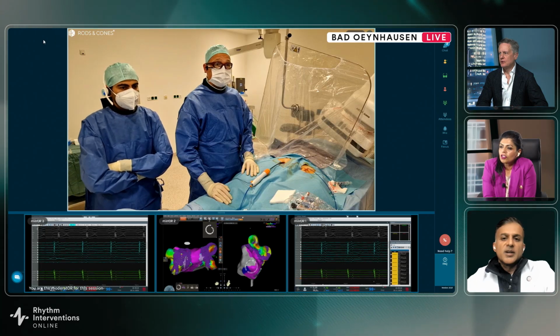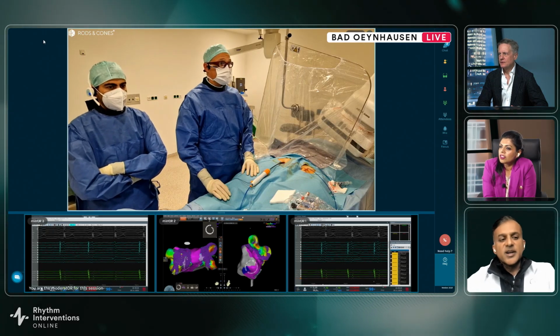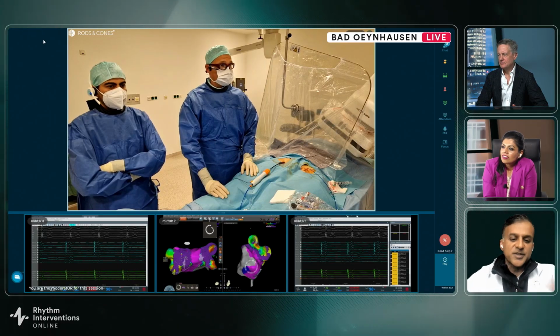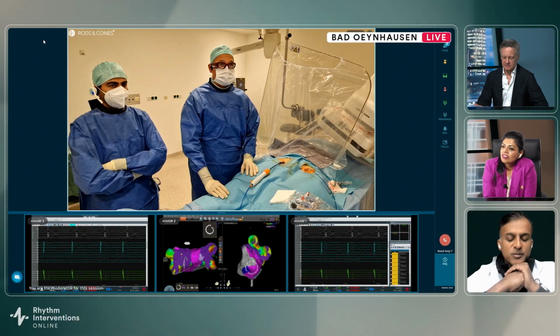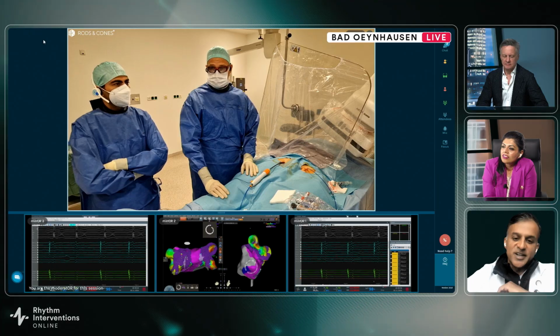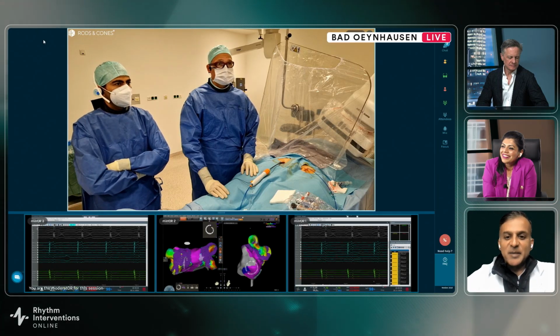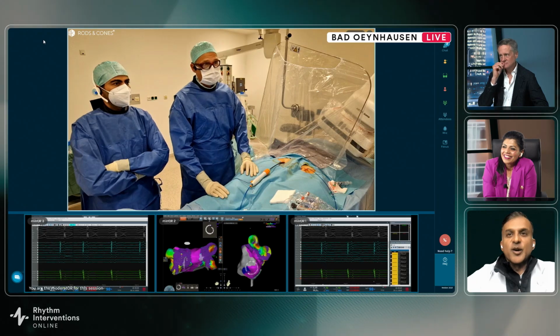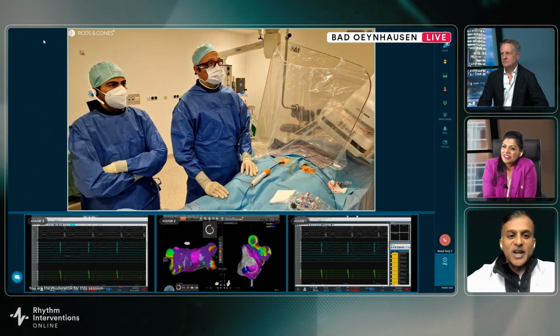Kousik, what's your approach in this redo? You were part of the real world data, right? In the US? Yes, the real AF study. So we get to cheat a little bit in the United States. We use a lot of high density mapping catheters. And so I've actually only had one Varipulse redo and the veins were still isolated.